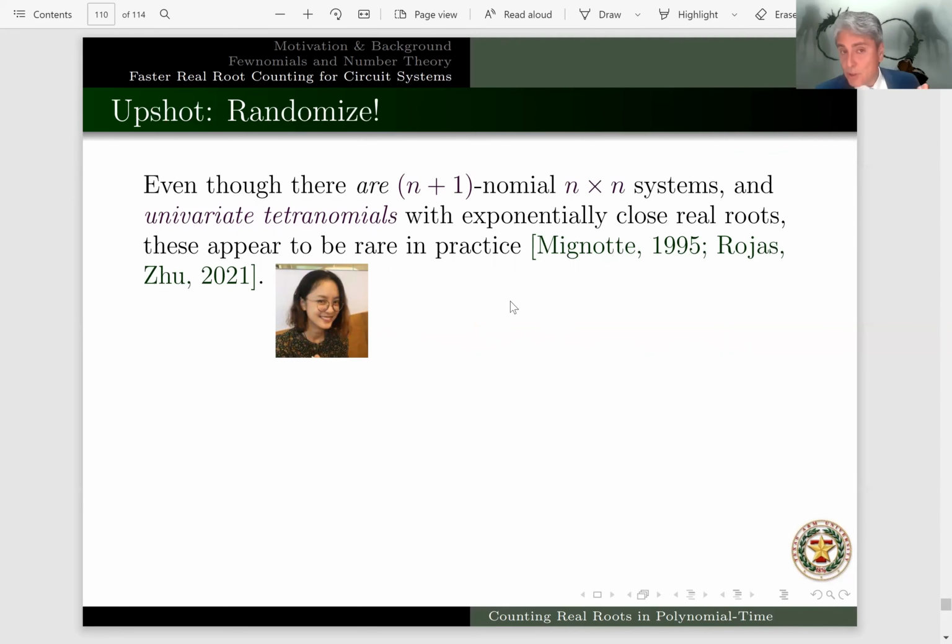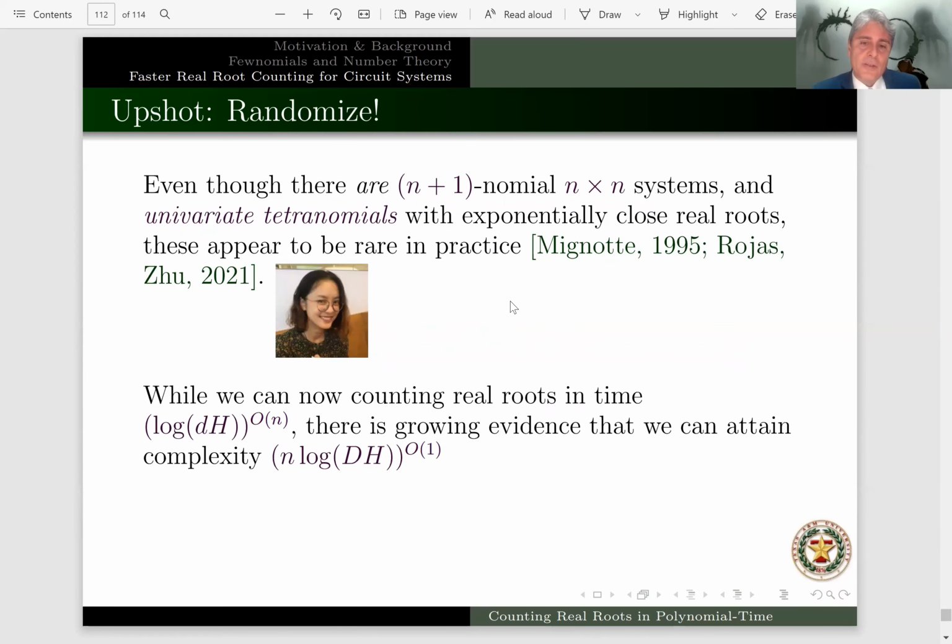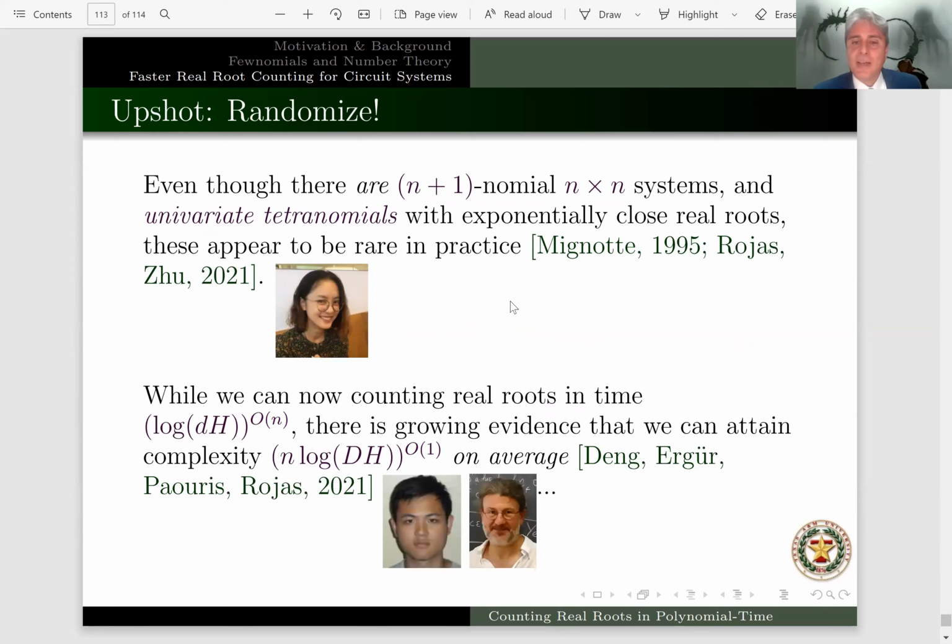So the point is, these pathological examples with close roots are rare. So that's one reason you want to start randomizing if you're going to look at solving. And also, while we can now count real roots in this rough bound, there is growing evidence that we can attain much better complexity, in other words, complexity polynomial in n, if you randomize. So if you go on average, then there is definitely some hope.